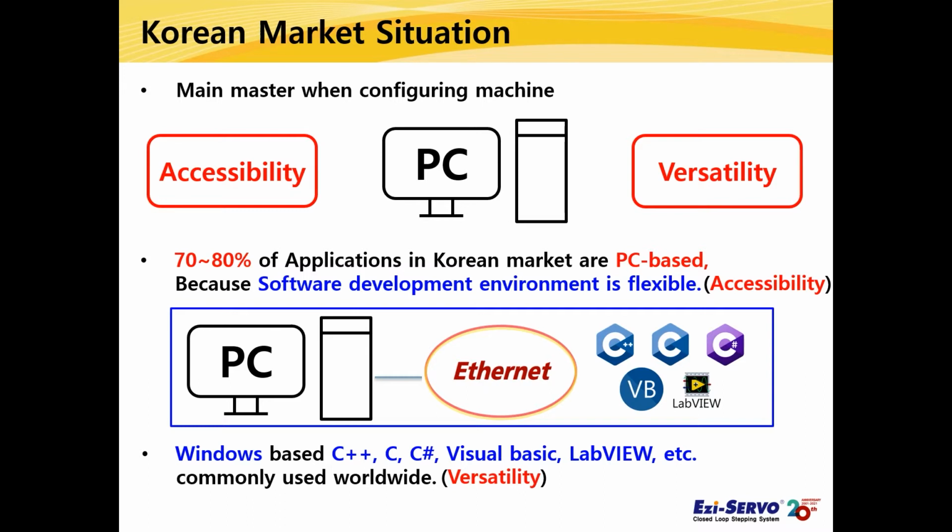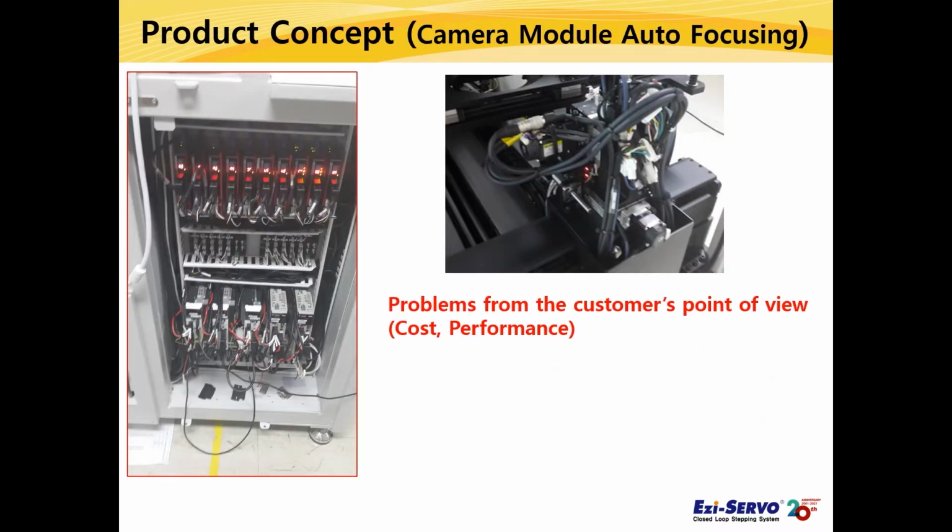Like this, when configuring the machine, FASTECH Ethernet products are used as a suitable solution in the Korean market, where accessibility and versatility are important. Now, using an actual machine as an example, I would like to introduce the concept of Ethernet product development. This machine aligns the lens and sensor of the camera module used in the smartphone.